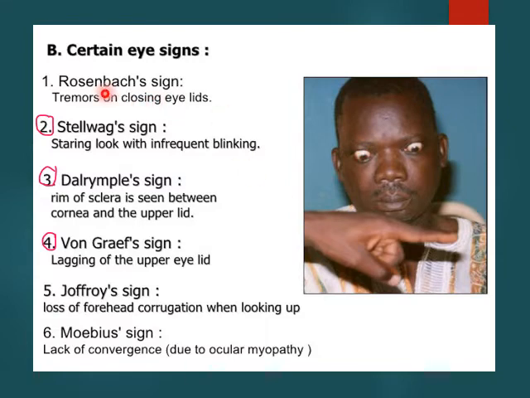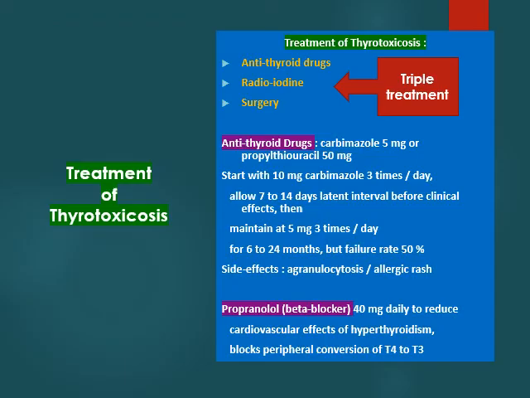Then some of the other signs are mentioned here, which are usually not commonly seen in many patients. Now, the treatment of thyrotoxicosis, there are three treatments: antithyroid drugs, radioiodine, and surgery. Antithyroid drugs include carbimazole 5 or 10 milligrams, or propylthiouracil or PTU 50 milligrams.